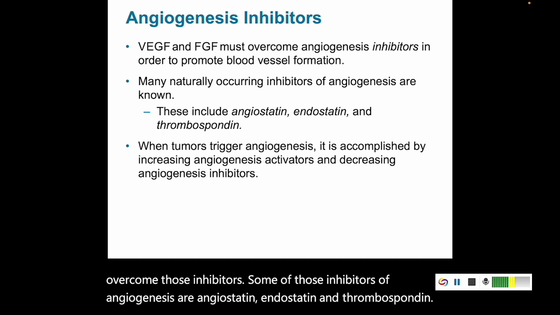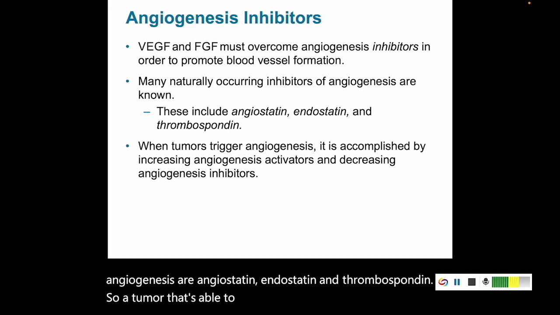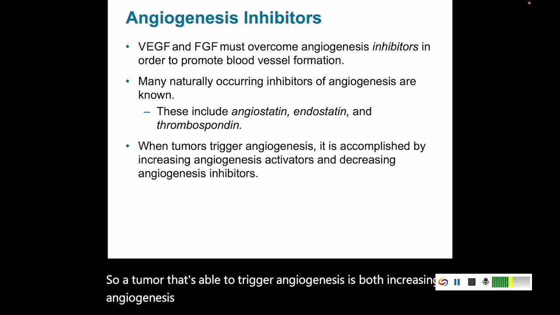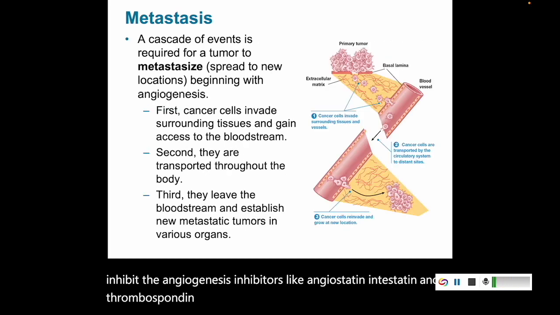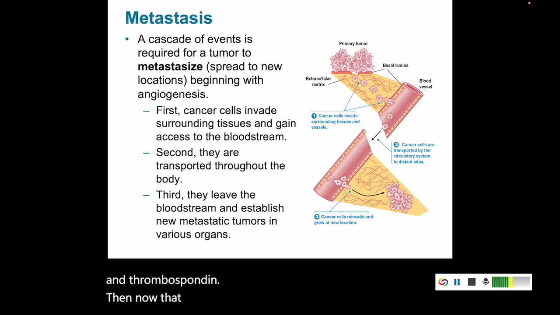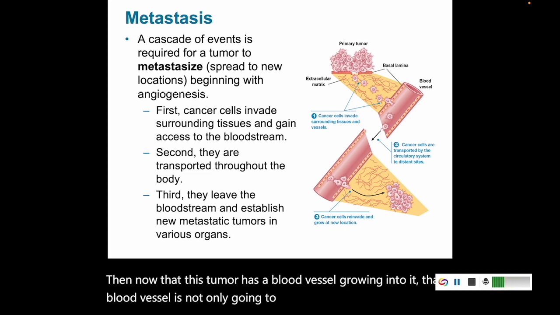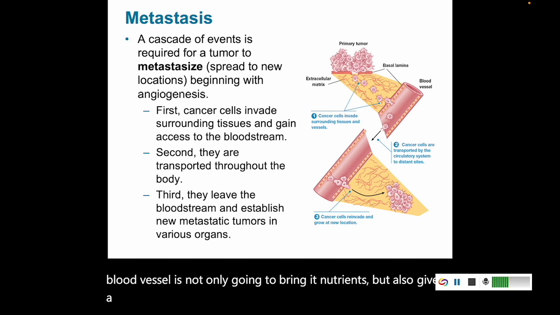So a tumor that's able to trigger angiogenesis is both increasing angiogenesis activators like the VEGF and the FGF, and decreasing the angiogenesis inhibitors like angiostatin, endostatin, and thrombospondin. Now that this tumor has a blood vessel growing into it, that blood vessel is not only going to bring it nutrients, but also give it a ticket to spread through the body.